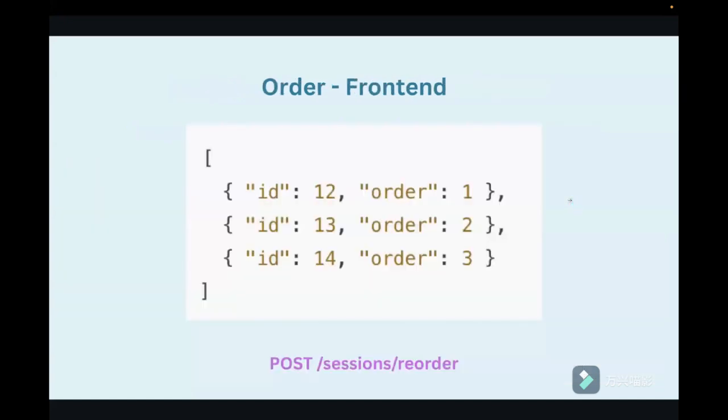On the front end, we will implement the draggable list of sessions. When the user drags and repositions a session, we generate a new order array based on the current list, like this. This array is then sent to the backend through a reorder API.